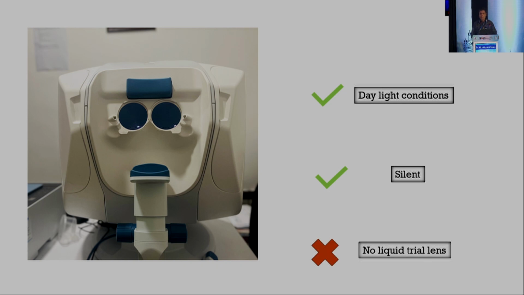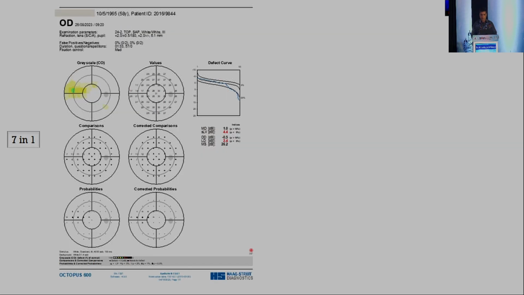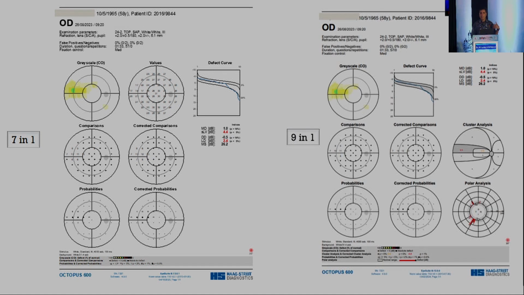Now, you can feel that the absence of a liquid trial lens like you have in the HFA3 can be a disadvantage because it helps in faster setting up times. Now, with the Octopus, nobody actually looks at the printout. You have the iSuite software that is installed on your desktop. So through single clicks, you can get any kind of representations you want, whether it is 7-in-1, 9-in-1, 4-in-1.